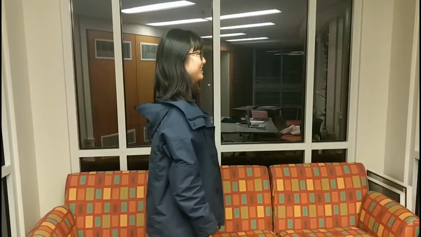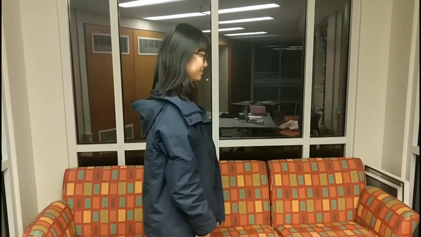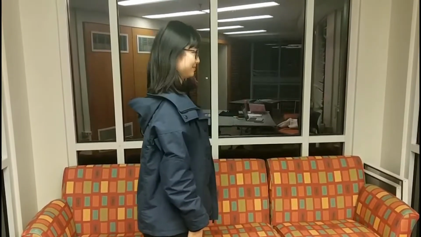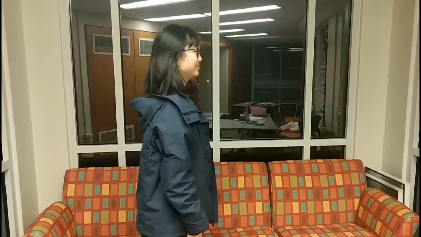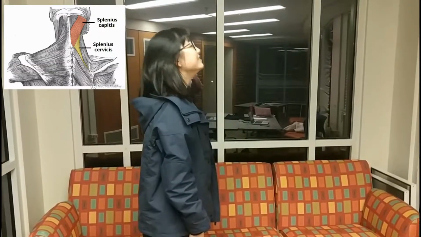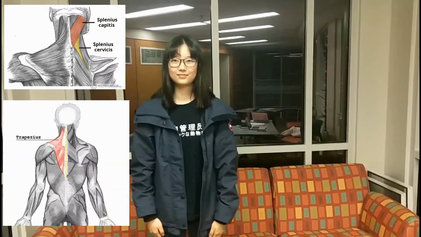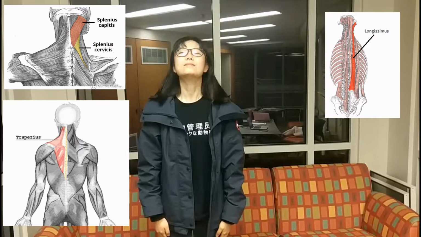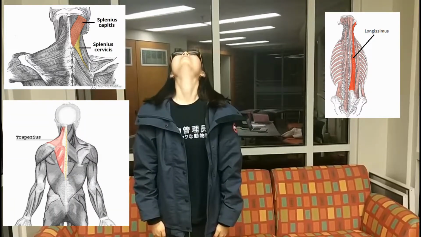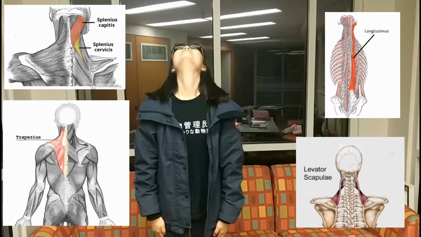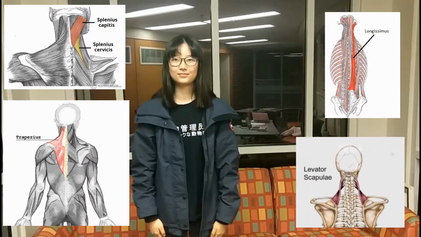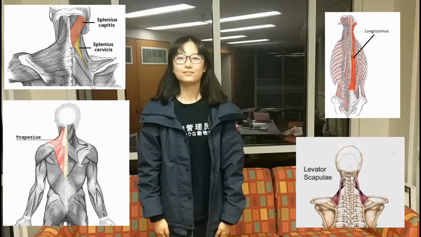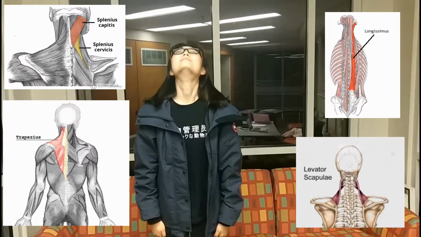Continuation of extension beyond the anatomical position is called hyperextension. What I'm doing right now is bending the head backward at the atlanto-occipital and cervical intervertebral joints. There are 8 muscles involved in head hyperextension. These muscles are splenius capitis, splenius cervicis, semispinalis cervicis, spinalis capitis, semispinalis capitis, upper trapezius, longissimus cervicis, and levator scapulae.